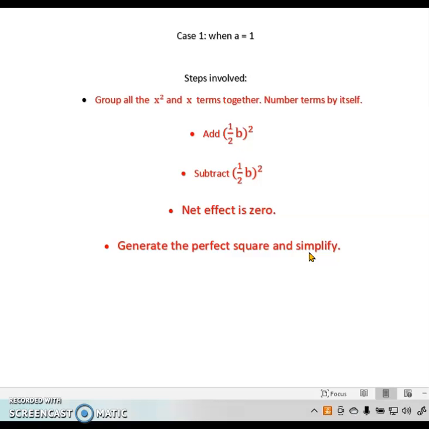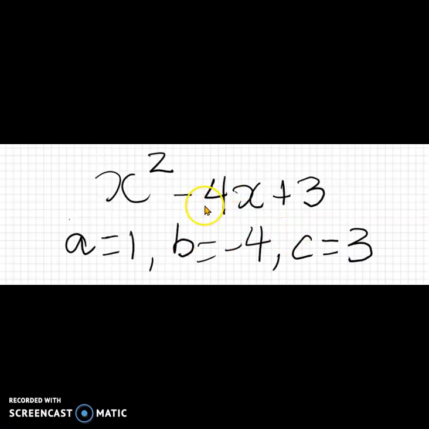Alright, so let's apply this to our problem. In this example, we have x squared minus 4x plus 3. A is equal to 1, b is equal to negative 4, c is equal to 3. The highest power of x here is 2, so this qualifies and fits as a quadratic. So what are the steps involved? The very first thing we have to do is isolate all the x and x squared terms, and put the number terms by themselves.